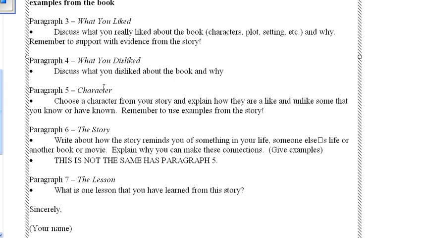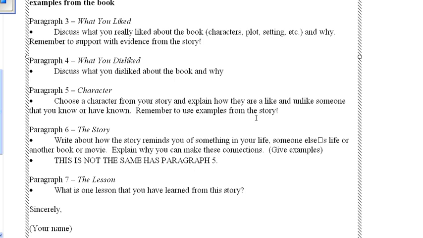The next thing is character. Choose a character from your story. Explain how they are alike and unlike someone that you know or have known. Remember to use the example from the story.